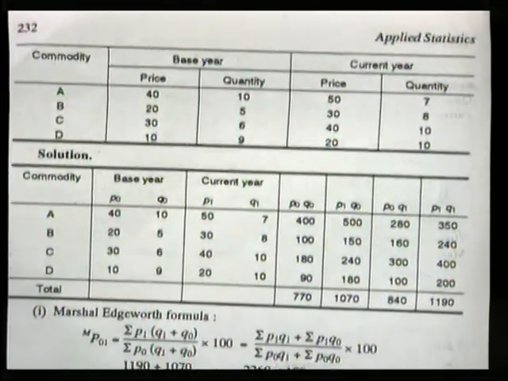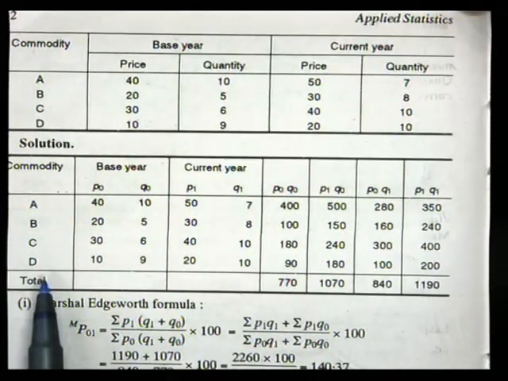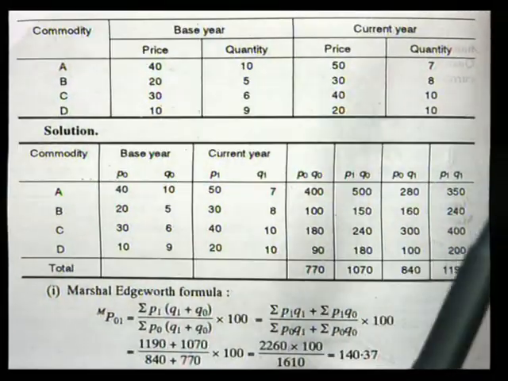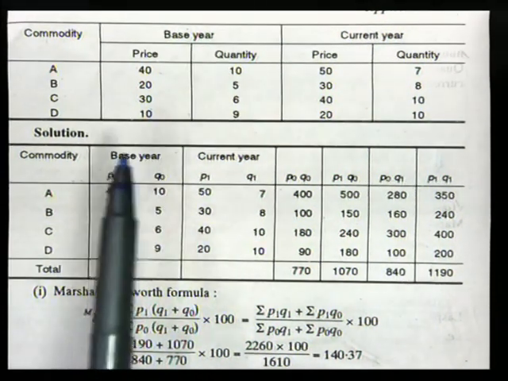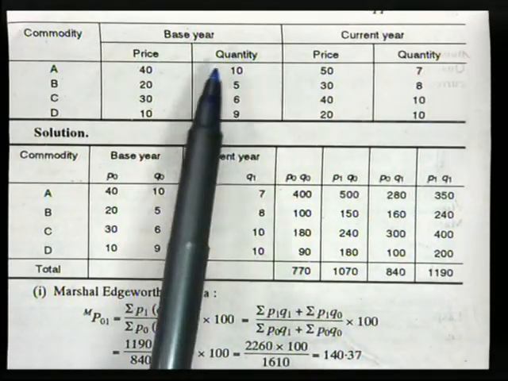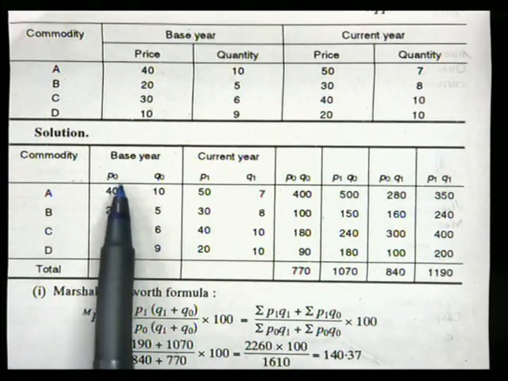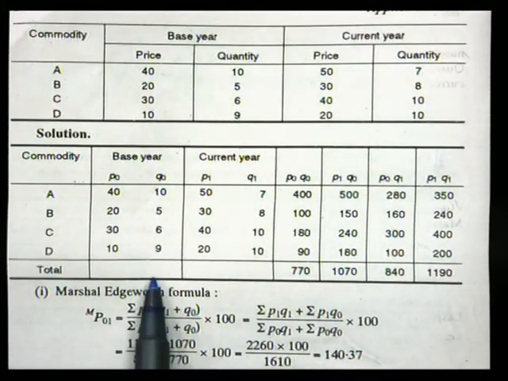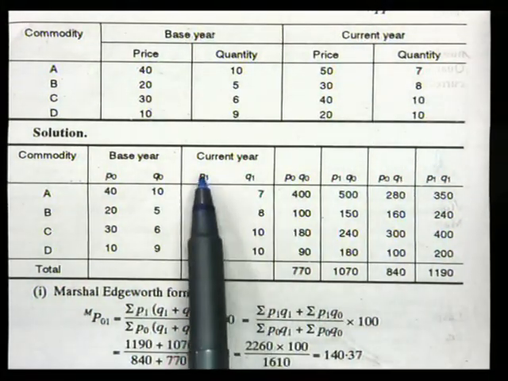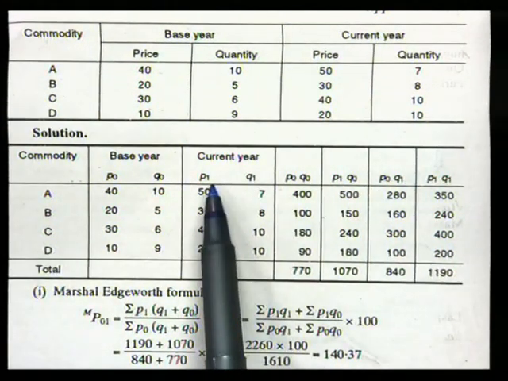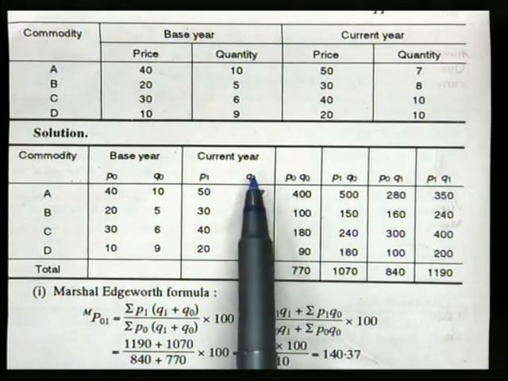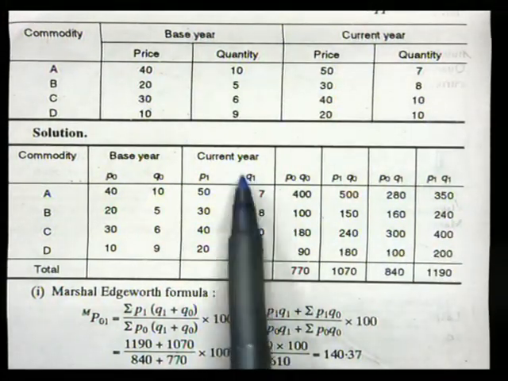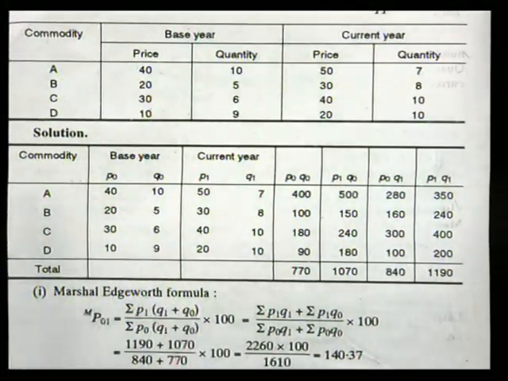So we write down commodities in the first column in the solution. Then base year, as you know, the suffix for price is P0. The suffix for base year's quantity is known as Q0. So the same data is available. In the same way for current year, the suffix for price will be 1, that is P1. Suffix for the quantity will be 1, that is Q1. So current year's and base year's data is completed.